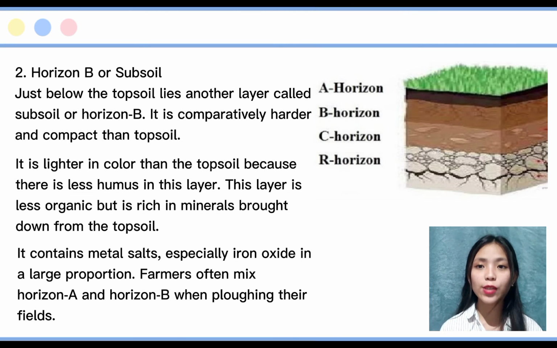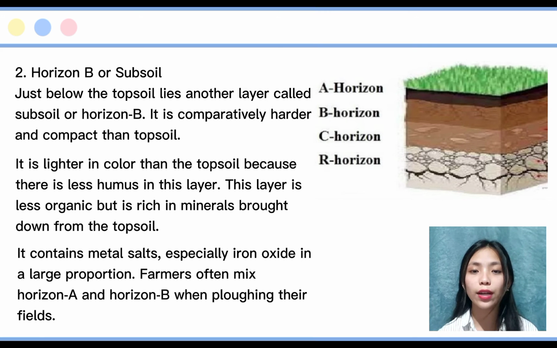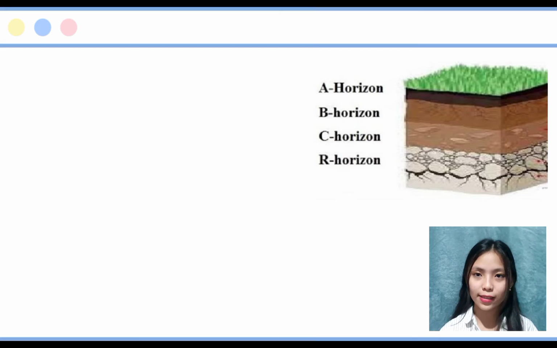Next is the Horizon B or subsoil. Just below the topsoil lies another layer called subsoil or Horizon B. It is comparatively harder and more compact than the topsoil, and it has a lighter color than the topsoil because there is less humus in this layer. This layer is less organic, but it is rich in minerals brought down from the topsoil. It contains metal salts, especially iron oxide, in large proportion. Farmers often mix Horizon A and B when plowing in their fields.